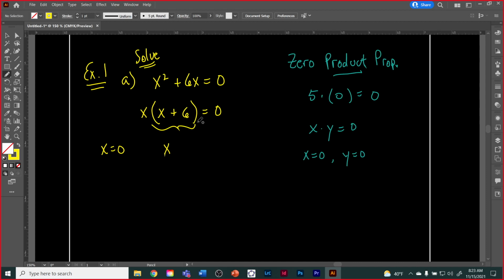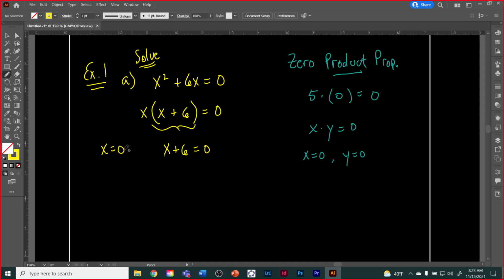Remember, this whole thing is part of the product. So what am I going to write here? X plus 6 could be 0. You understand why we're doing this? This is a crazy important property that we're going to use over and over again throughout algebra. All right, so this is super important to understand.